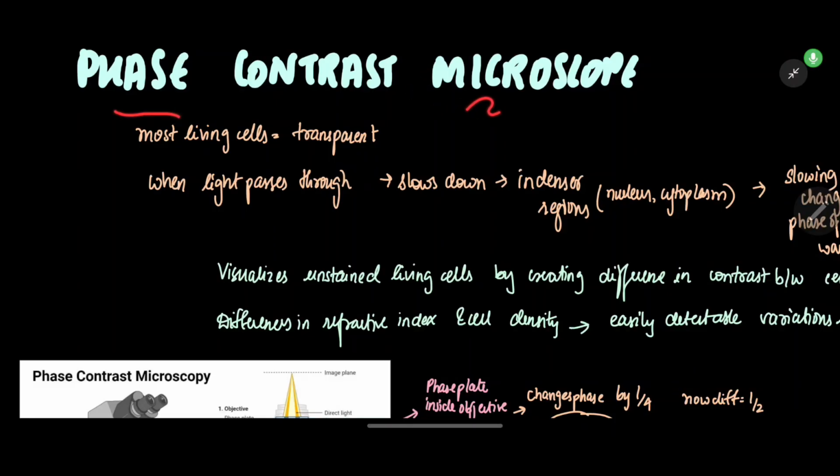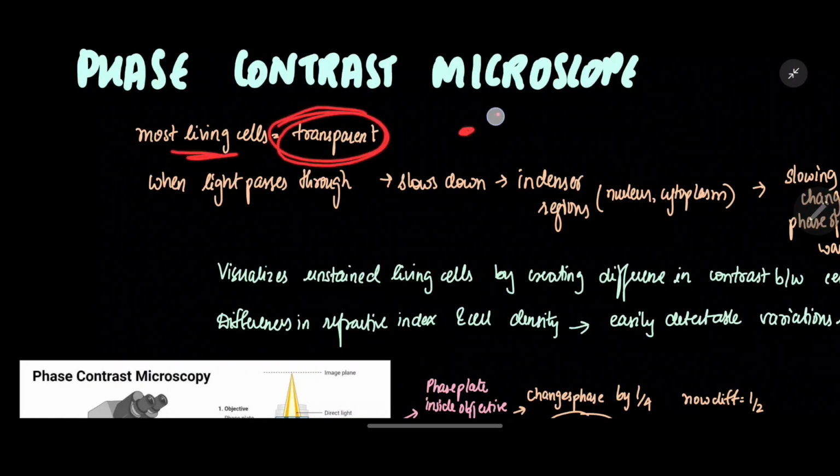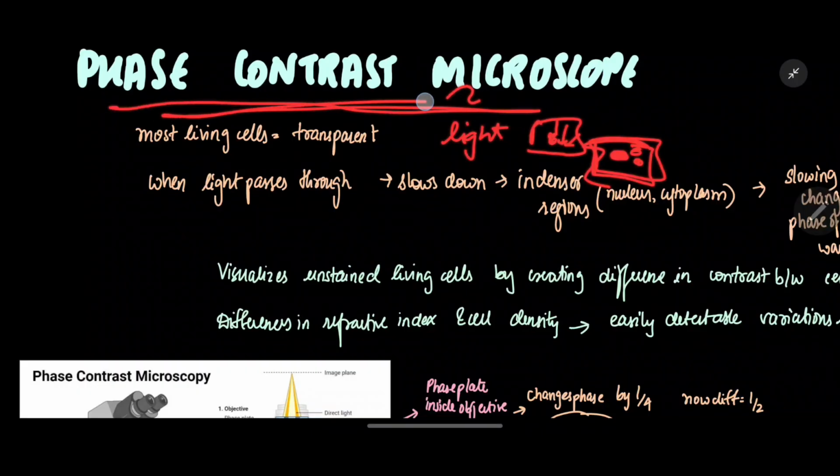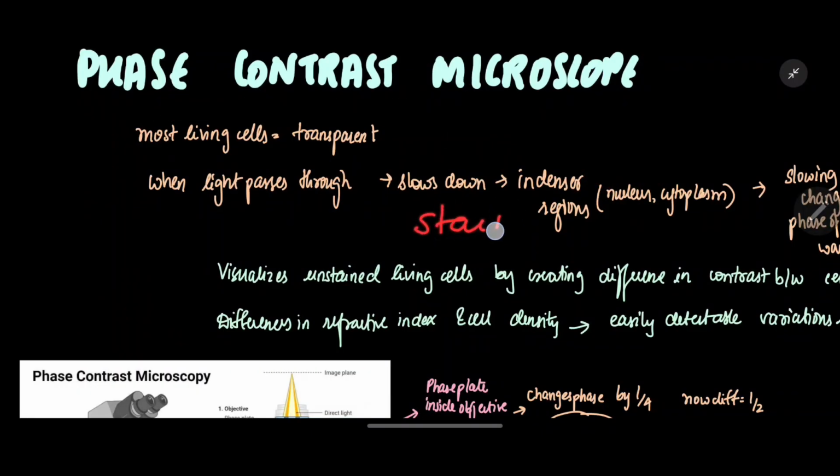Next, we are going to discuss the phase contrast microscopy. The problem with most living cells is that they are transparent. They do not absorb any light. That's why when we were using a light microscope, we were staining these cells so that they can absorb some light and retain it, and that's why we can look at them as dark molecules against a bright background. But in a phase contrast microscope, we are not going to use any stains.